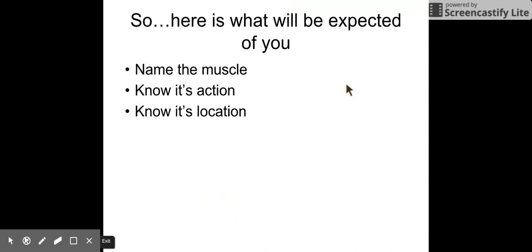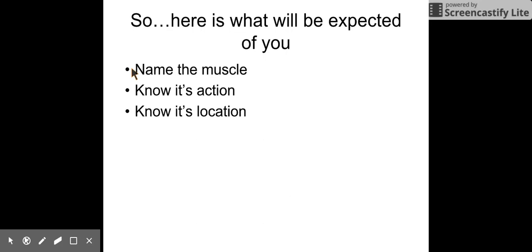And bringing up what you have to know. For each muscle, you are expected to know the name of the muscle. You need to know its action. So what does it do in creating movement? And then, of course, know its location. So you should be able to point out where this muscle is. And that's all about really all 3 of these tied together.